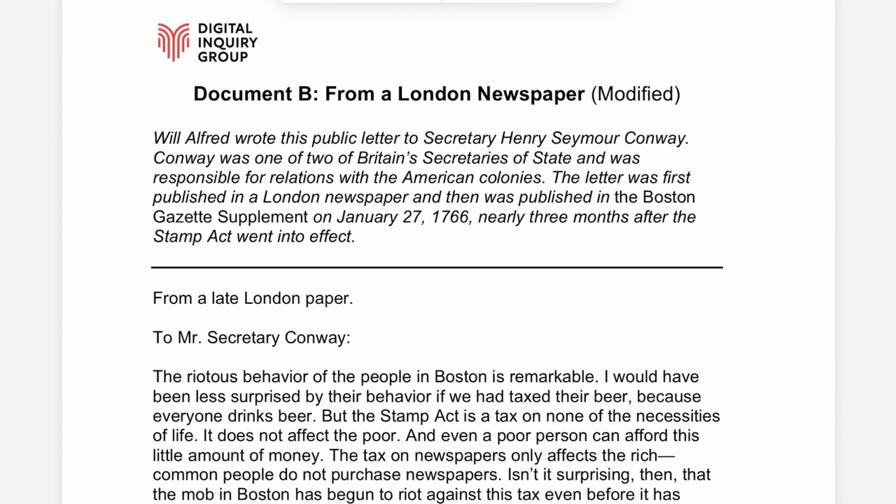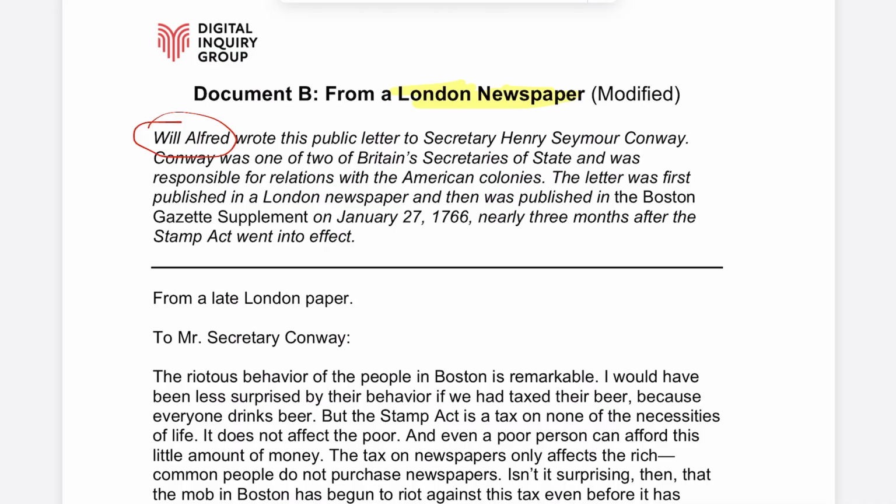Source B is from a London newspaper. So here we are again, newspaper. And it's from London. So maybe from the get-go, we can assume that the London newspaper might be from the side of a British perspective. But let's go ahead and read here. Will Alfred, so we have actually a name here. We have a full name.